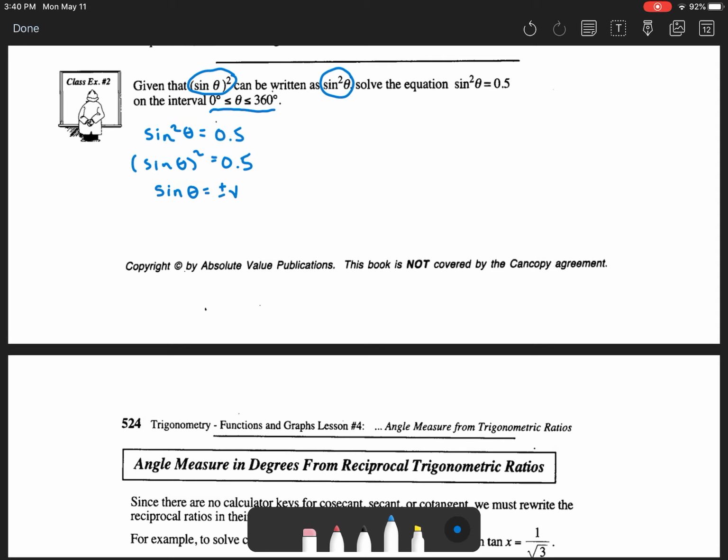Well, that's what I want. Now, on the other side, that means I'm going to have plus or minus. So we have positive and negative solutions. When we take the square root of a value, so I have plus or minus the square root of 0.5. Now, what does that mean to you?